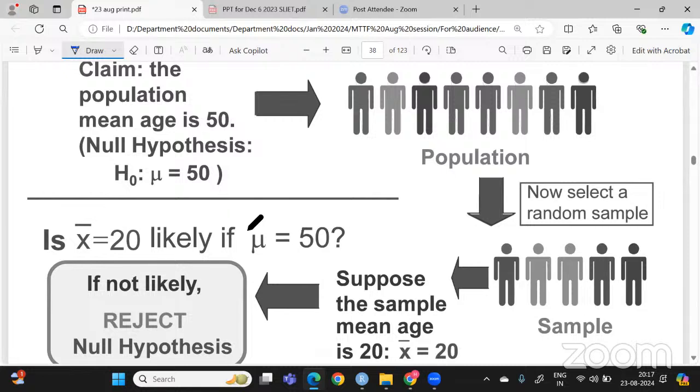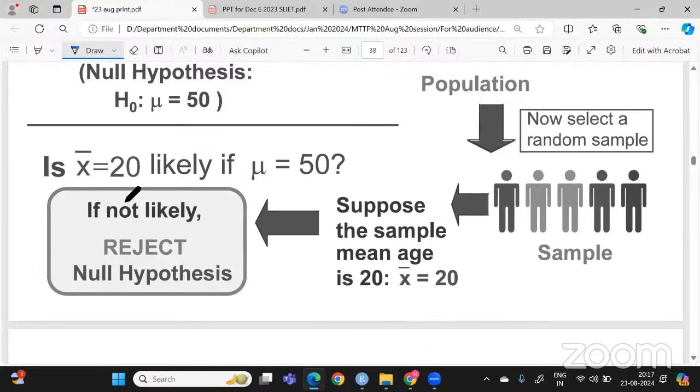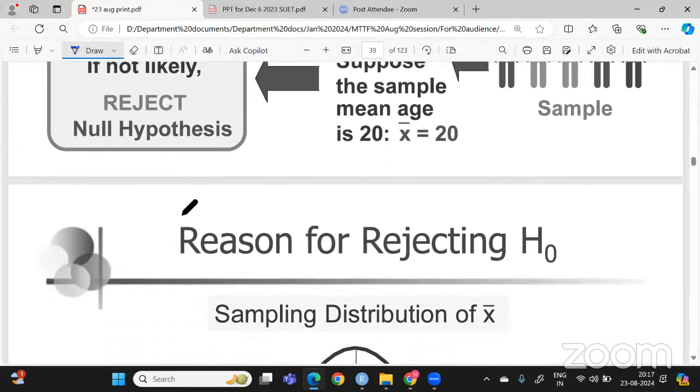So we are making a claim that it is 50. So whether that statement is true or not. Obviously, although we have the criteria, one can see that there is a very large deviation between the statement that we have made and the output we got from the sample. Okay, so we are going to reject the null hypothesis directly.